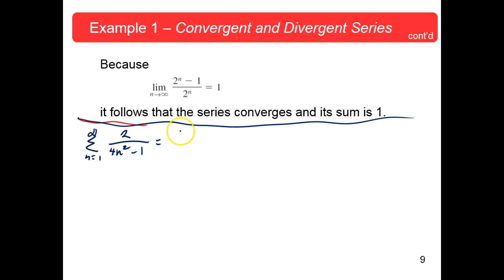Numerator? 2, okay, over. First term would be 3, isn't it? Yeah, 4 times 1 is 4, minus 1 is 3. Plus, because this is a summation, next term, numerator, 2 over 15. Plus 35. Plus, okay, 63. Plus 2 over 99. Okay, 99.